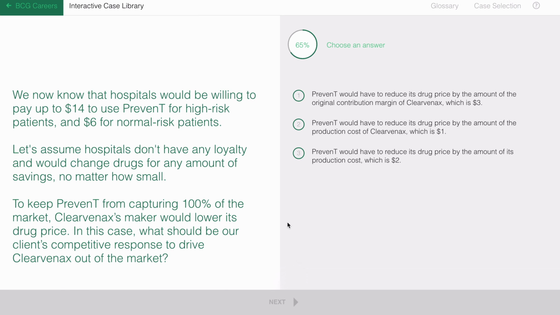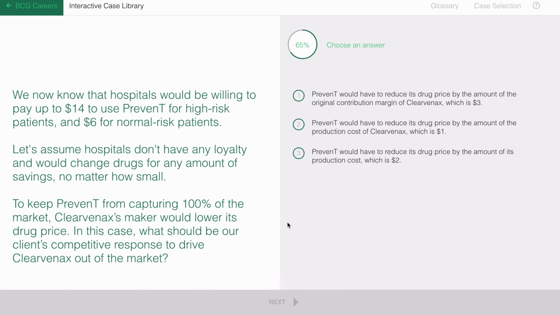We now know that hospitals would be willing to pay up to $14 to use Prevent-T for high-risk patients and $6 for normal-risk patients. Let's assume hospitals don't have any loyalty and would change drugs for any amount of savings, no matter how small. To keep Prevent-T from capturing 100% of the market, Clearvanax's maker would lower its drug price. In this case, what should be our client's competitive response to drive Clearvanax out of the market?